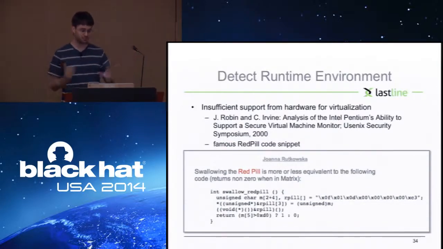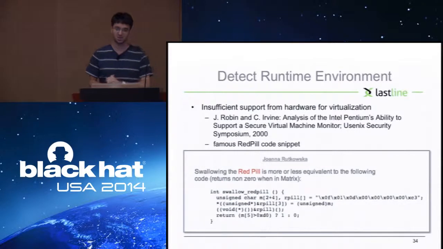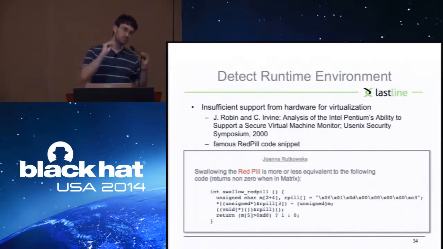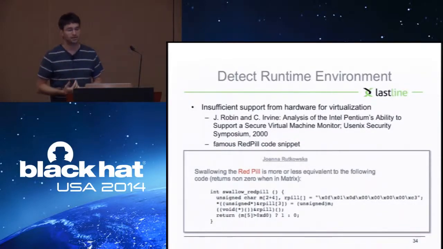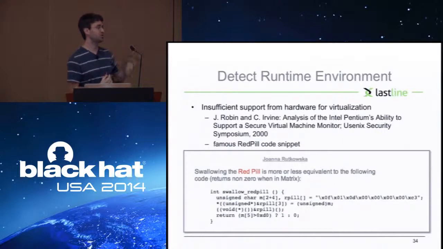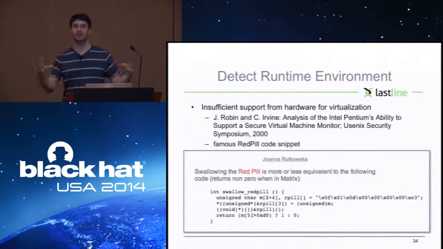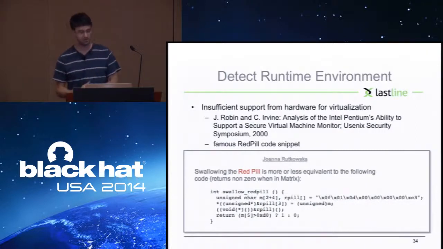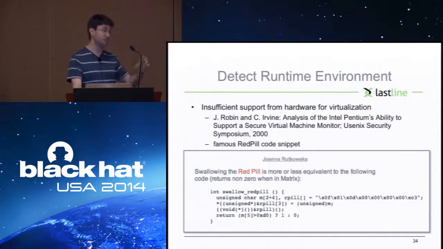A classic paper already in 2000 understood that there is some difference in the way privileged operations are handled, when you are in ring 0 versus ring 3. That allowed a large number of little tricks that looked at how instructions are different, including the famous red pill snippet, which showed that certain addresses were different in a real Windows environment and on a VM.